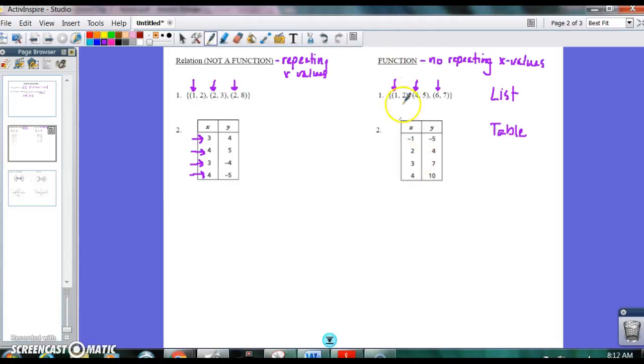If you look over here on the right, I have different x values, and all of my x's are corresponding to different y values. So -1 only corresponds to -5. 2 only corresponds to 4. 3 only corresponds to 7. 4 only corresponds to 10. So that is, in fact, a function.